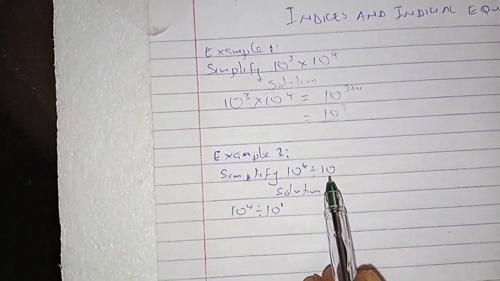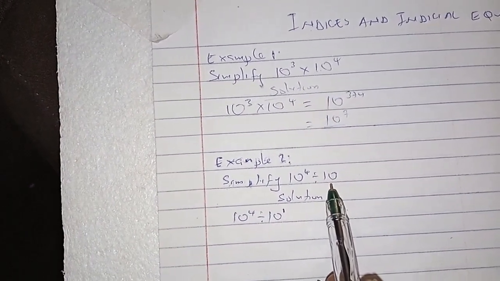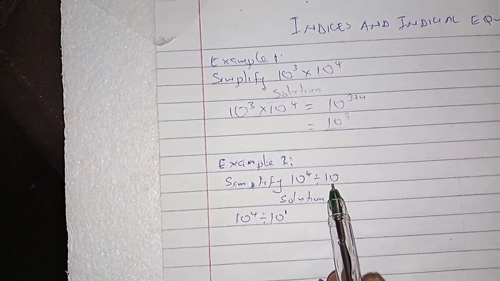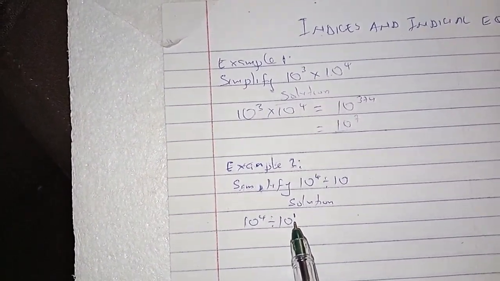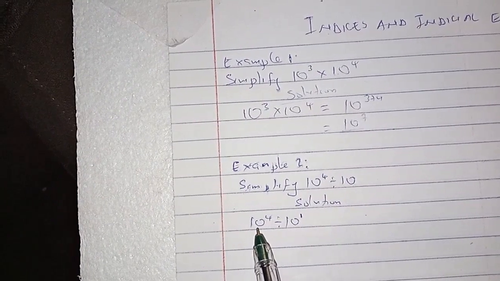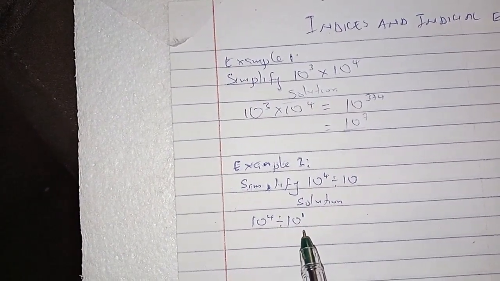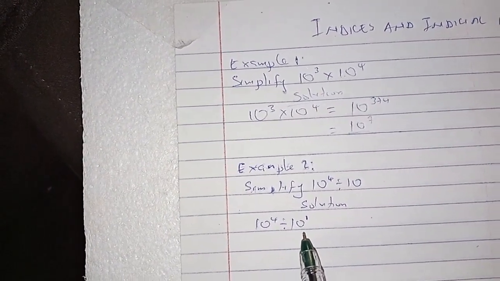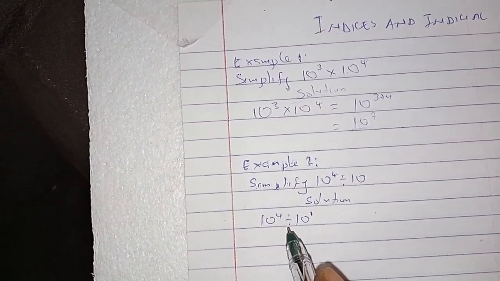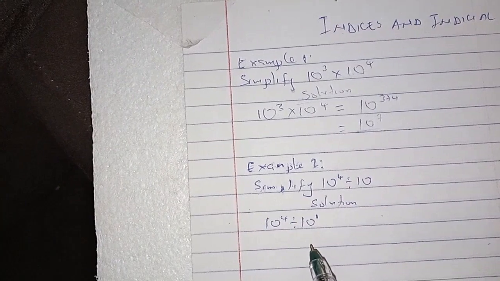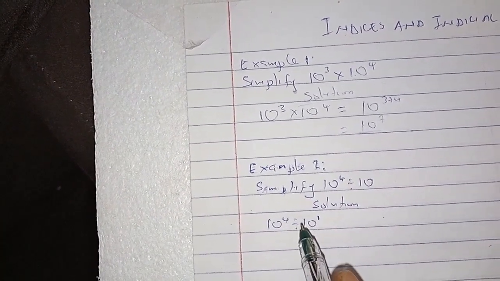Solution. We all know that 10 is the same thing as 10 raised to the power of 1. So in our solution, we just add the power of 1 to it. That is 10 raised to the power of 4 divided by 10 raised to the power of 1. And in between the two, it is a division sign, which means we are going to subtract the power.